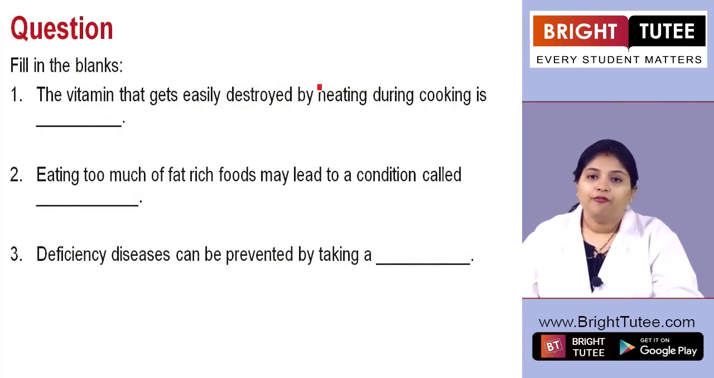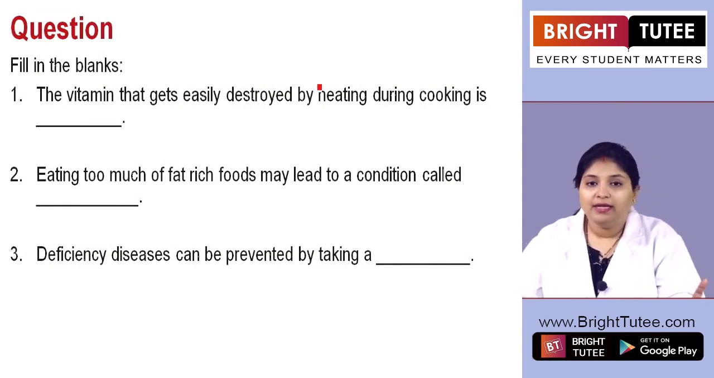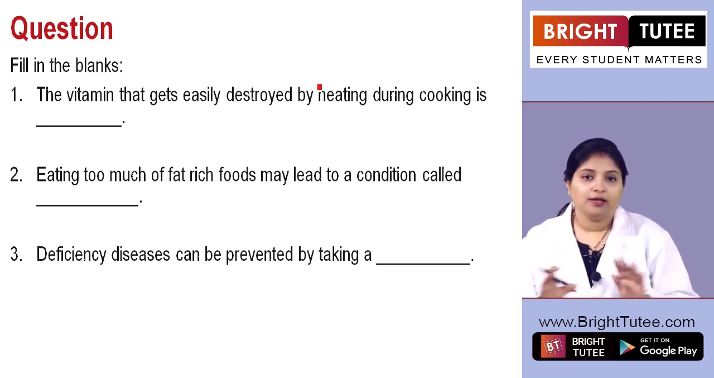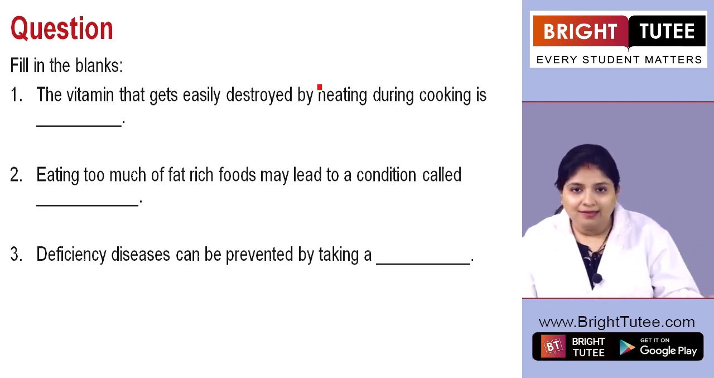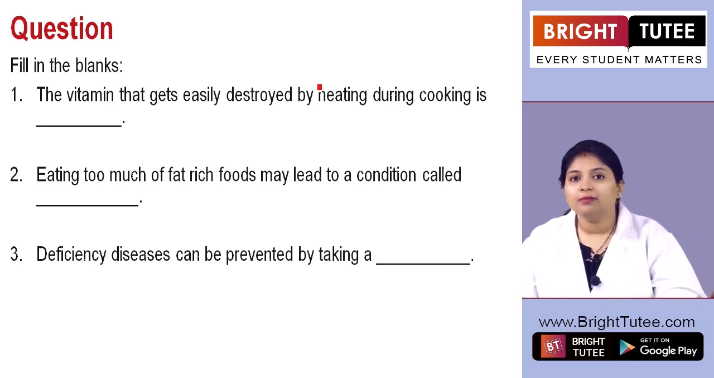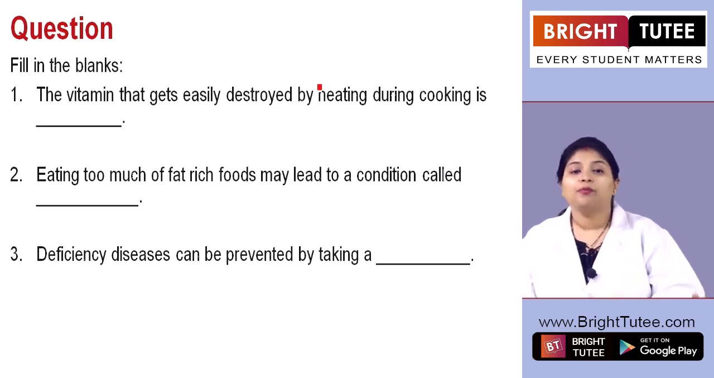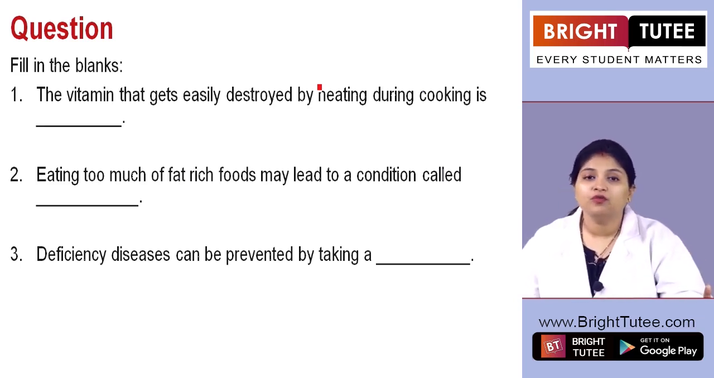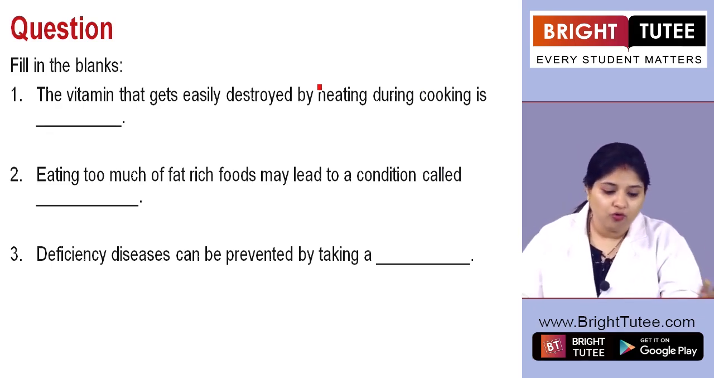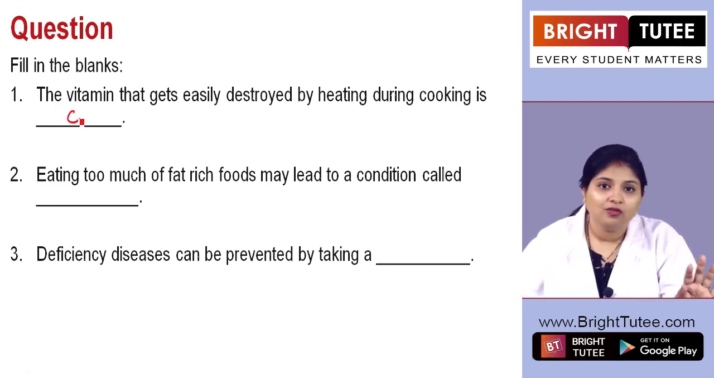Moving on. Let's fill in some blanks, right? The vitamin that gets easily destroyed by heating during cooking is. So we know that cooking is important, definitely, so that the food becomes tasty, the food becomes easy to digest, and it can kill germs. But there are certain vitamins and minerals which get destroyed on excessive heating. Also, there are proteins which get destroyed. So one of the vitamins which can get easily destroyed is vitamin C, right? So vitamin C is the one which gets easily destroyed because of high heat.